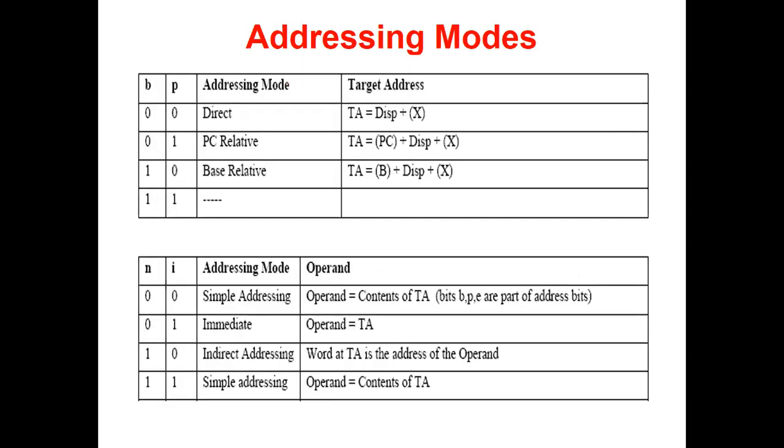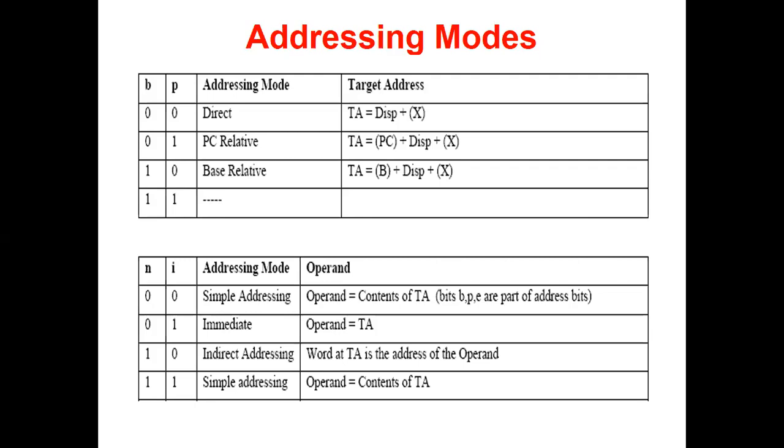Yes, I would like to ask you about this when n is 0 and I is 0. What do you mean here by operand is equal to contents of target address in bracket, bits B, P and E are part of the address bits? What do you mean by that?